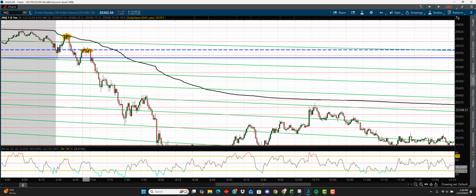Okay, and RSI never climbed to the overbought condition. It was playing around the 50% level. So that was an indication there were no buyers in the market. So it did go down.